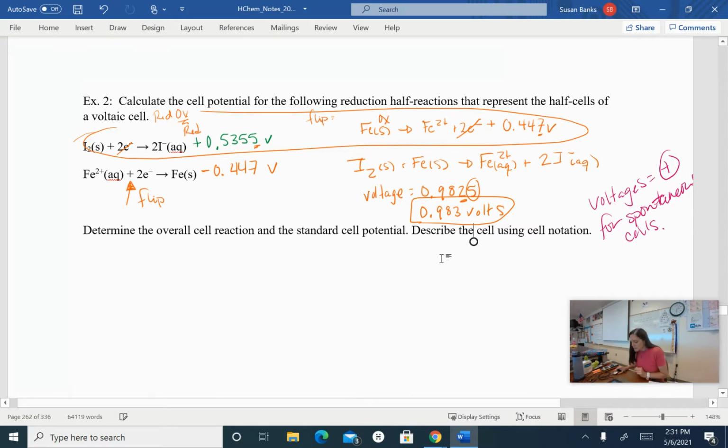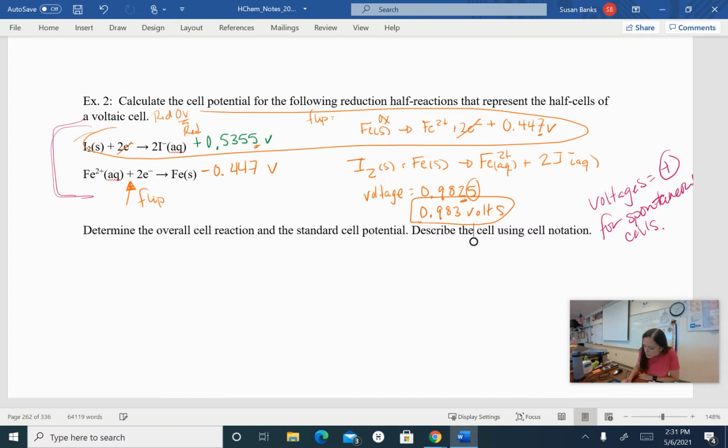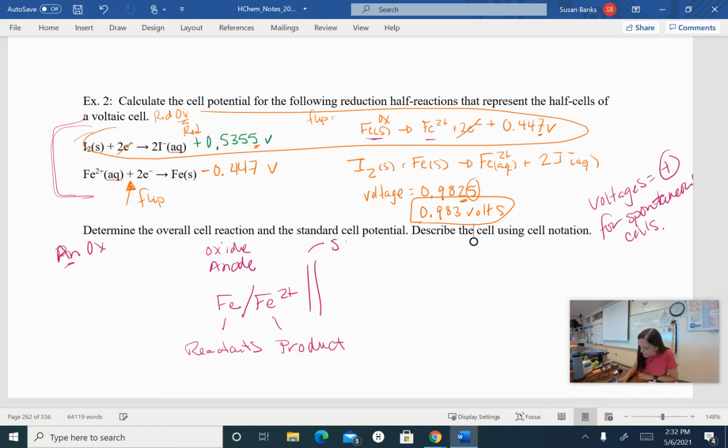Okay? Now, the other thing is, do we really want to write out all this mess every single time we write out a cell? No. So here's the shorthand for how to do this. So we use the oxidized side. And the oxidized, remember, an-ox. So we could actually call this the anode side as well. We started with iron, and we ended with iron plus 2. So this is our reactant, and this is our product on the anode side. And then we put in a double line. This signifies the salt bridge that separates the half cells from each other.